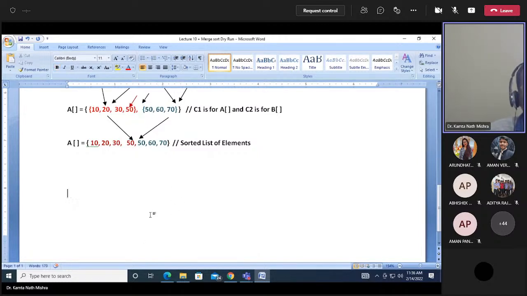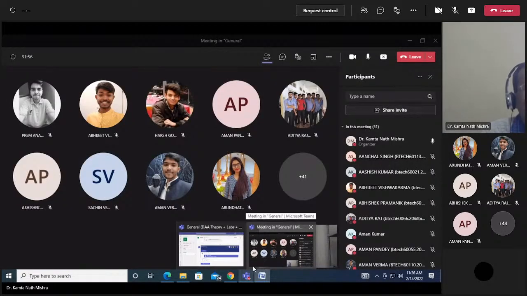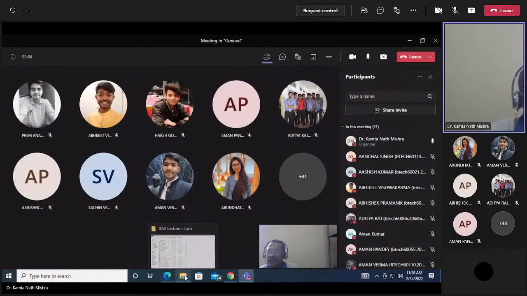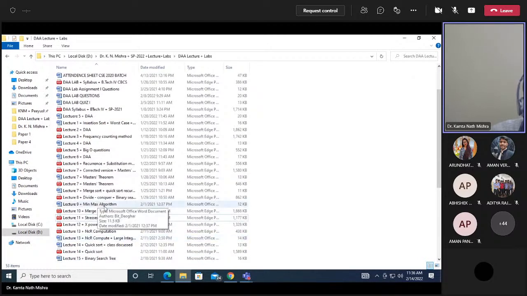So any confusion in this merging? No, sir. Because now we are directly moving to the algorithm. So you see, no confusion. So now you see the corresponding algorithm that we can have.